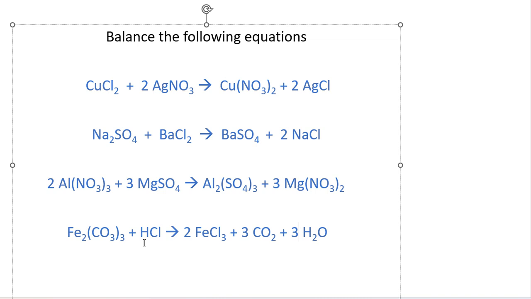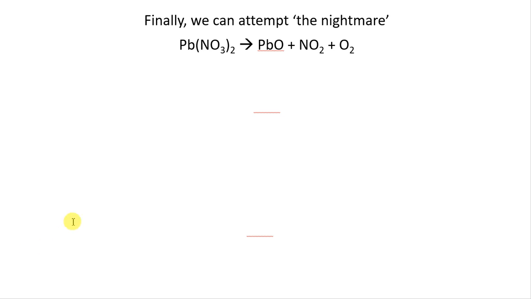H. Only 1 to begin with. 6 on the right at the end because I've got 3 H2O. I need to have 6 here. And for Cl, 6 HCl means 6 Cl units. Look at this, FeCl3. But I've got 2 of the whole formula, 6 altogether. Everything balances.